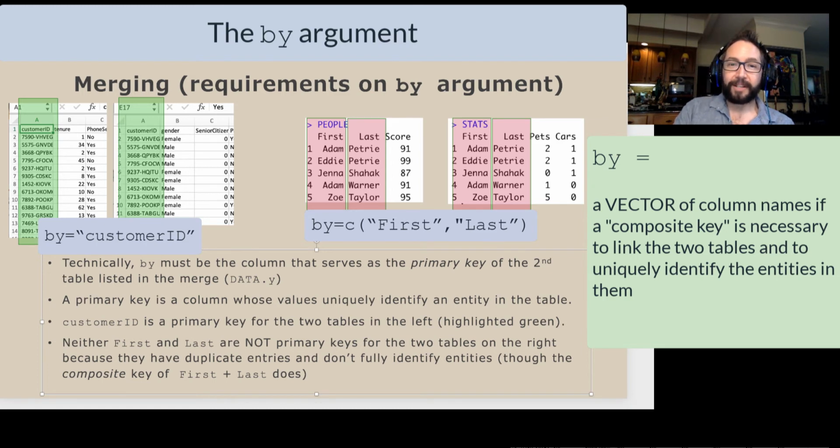So for that first example, where we're just taking the demographic information from the data frame on the right, putting it into the data frame on the left, our by argument can just be customer ID.